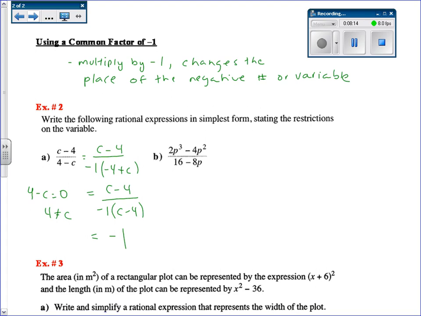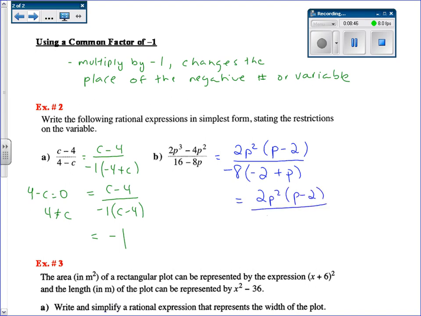Okay, so what can we take out of the top? We can take out a 2p squared, so we're left with p minus 2. And on the bottom, we can take out an 8. So 8, and we're left with 2 minus p. What we want to try and do here, actually, is take out a negative 8. So I'll take out negative 8, so then I'm left with negative 2 plus p, okay, which I can rewrite as 2p squared times p minus 2 divided by negative 8 times p minus 2.